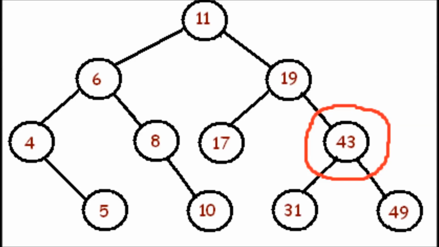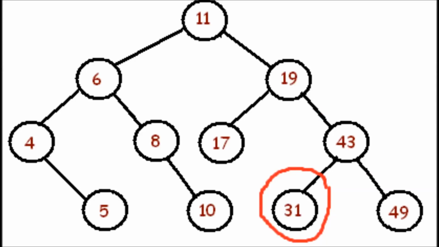Okay, now we have 43. And 43 is greater than 11. So we put it on the right branch of 11. But since 19 is already there, we'll have to see if 43 is greater or less than 19. If it is greater, we put it on the right branch of 19.